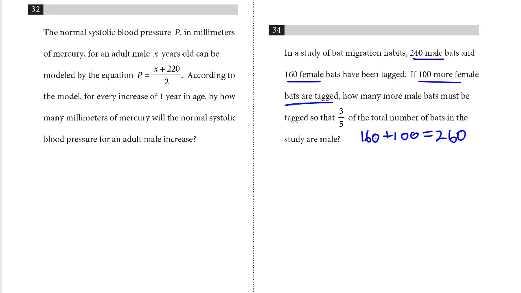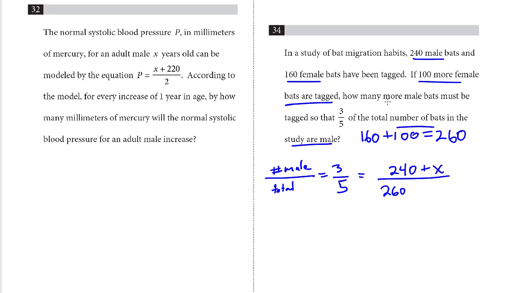I know I have a fraction ultimately that will equal 3/5. The fraction is the number of male bats in the study, so that's number of male divided by total. That equals 3/5 according to the problem. Well, we know the female bats is 260, so that's part of the total. And the male bats were 240, but we need to add more. We need to add some amount x, which is the answer we're going to want.